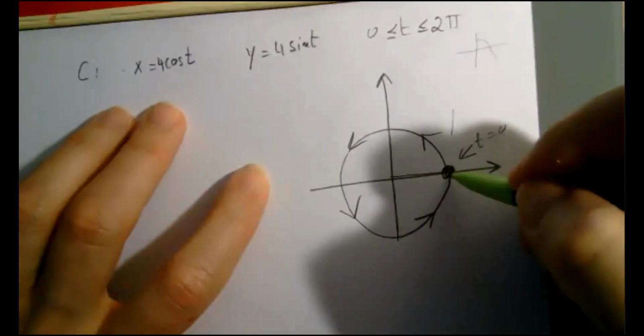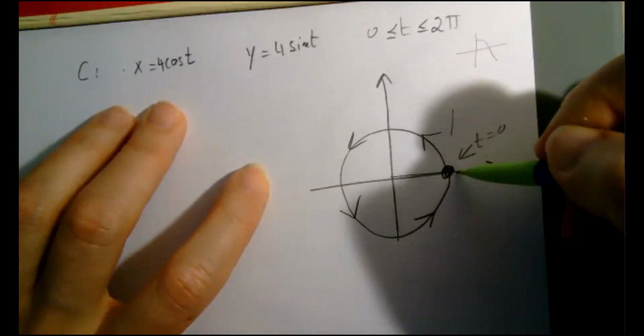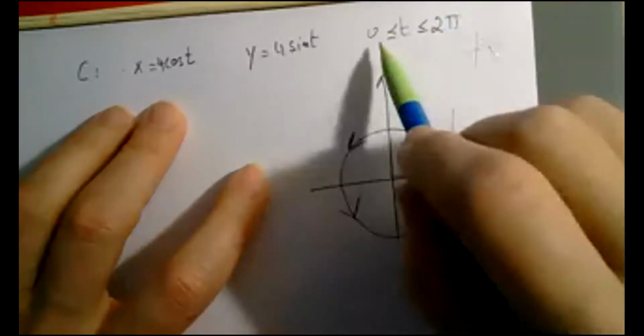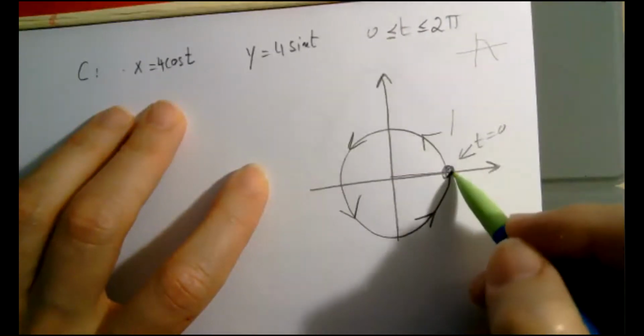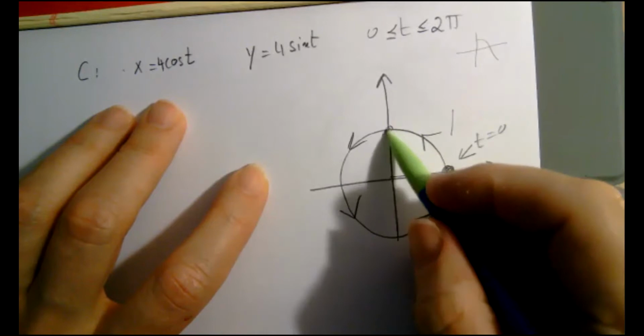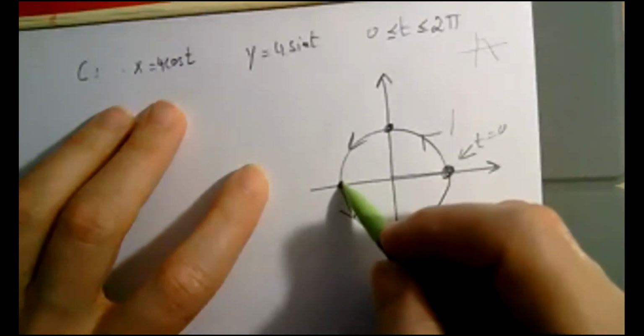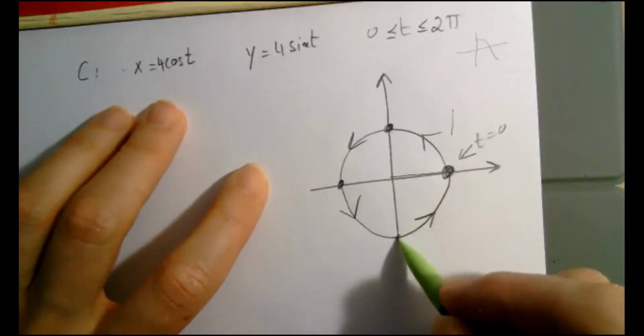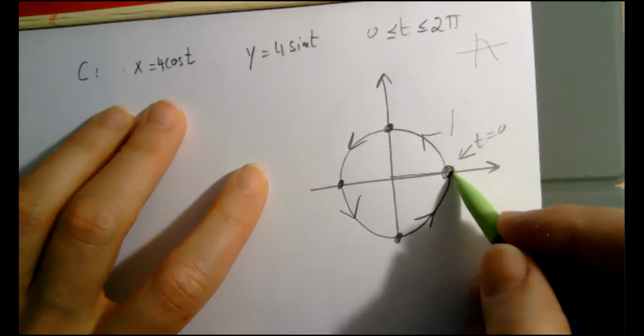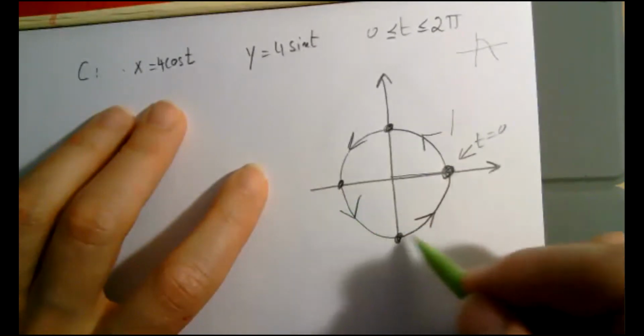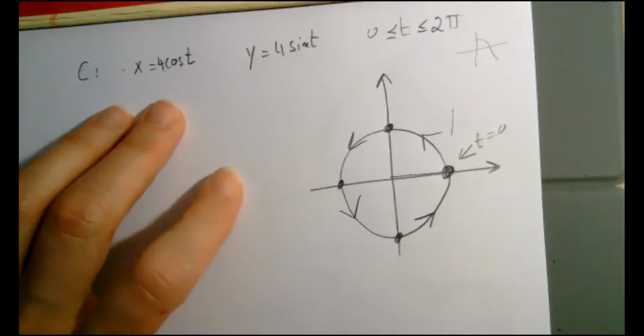And are we going around the circle once or twice? Okay, t is between 0 and 2 pi. It means at t equal to 0, we're here. At pi over 2, we're going to be here. Pi, we will be here. 3 pi over 2 will be here. 2 pi will be here. So we will go around the circle actually only once.